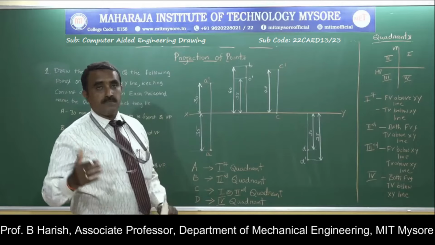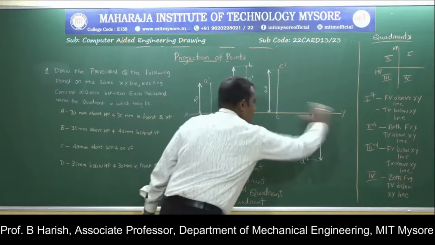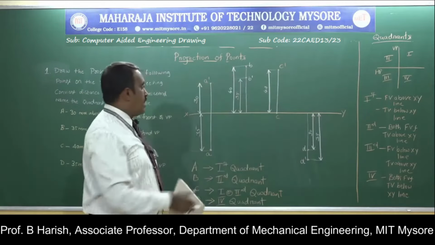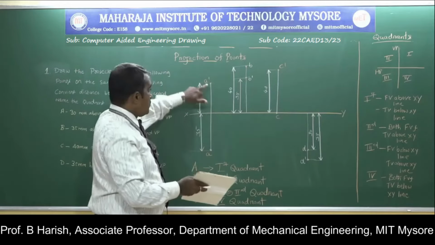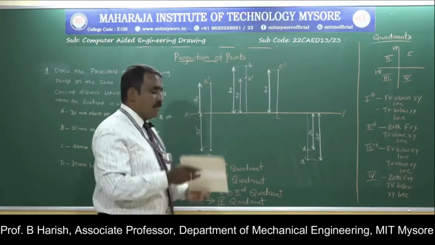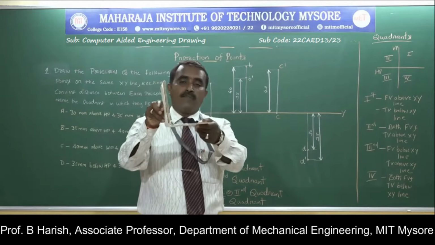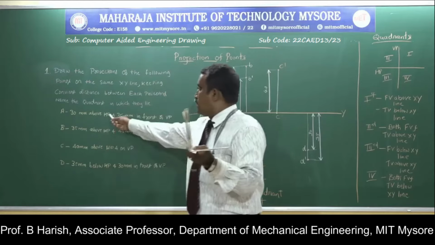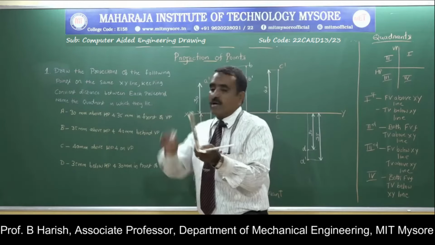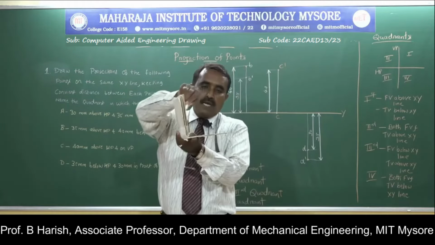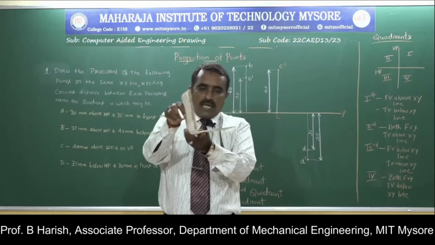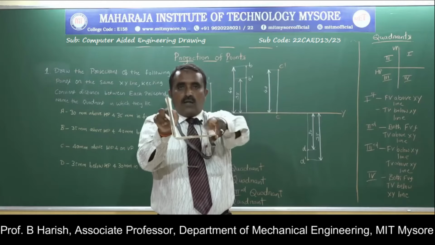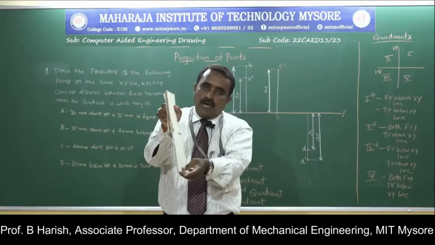How to draw the projections? First I will draw the XY line, then I will measure a distance of 30 mm above the XY line and 35 mm below. Why 30 and why 35 mm? The problem says 30 mm above HP and 35 mm in front of VP. So this 35 mm, which is in front, will be projected on the horizontal plane. That comes below the XY line.